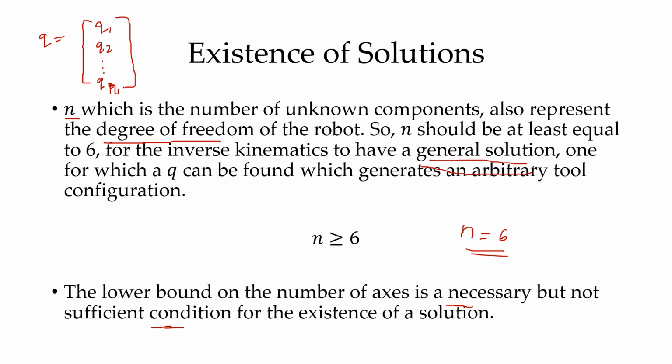Now this is the discussion on the existence of solution, and the existence will depend on different robots, and that has to be observed individually, but this is a general outlook on the existence of solution. Next, we will discuss the uniqueness of the solution.